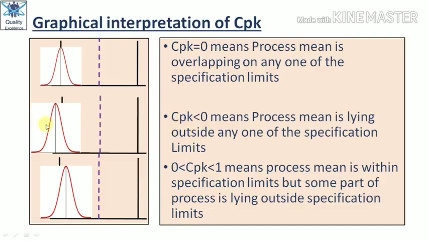It will be in negative form. And the third scenario is if your process mean is lying within the specification limit and between the target line and any of the specification limit. In that case, your CPK will be between 0 and 1. And some part of your process will be lying outside either the lower specification limit, and in the similar case, if it lies outside the upper specification limit, in both the cases your CPK will be between 0 to 1.